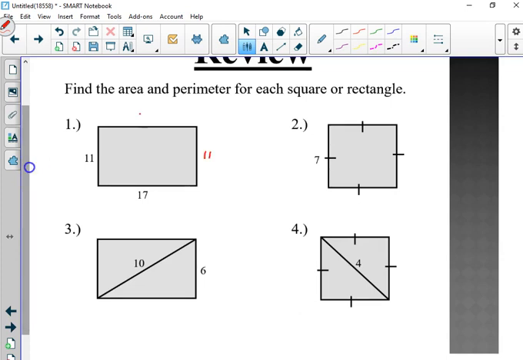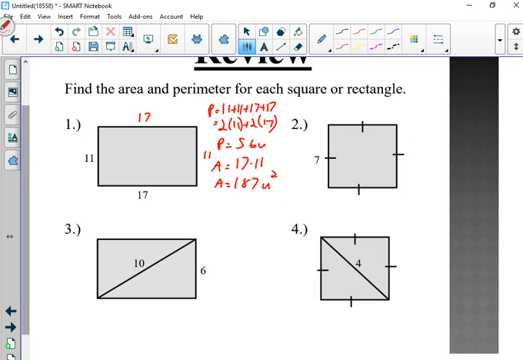If you get stuck on this, go ahead and label everything, just to remind yourself. So the perimeter on this one is going to be 11 plus 11 plus 17 plus 17. Another way to write that is 2 times 11 plus 2 times 17. Either way you want to do it is fine, it's your choice. And that's going to be 56. We don't have inches or anything, so we just put units, 56 units. And area is just 17 times 11, which is 187 units squared.